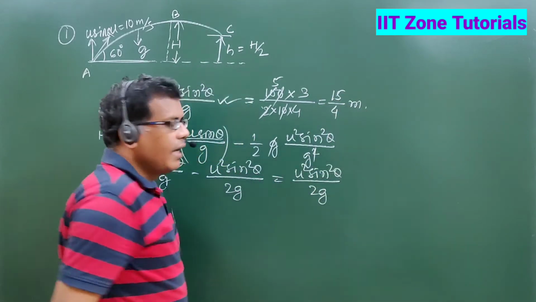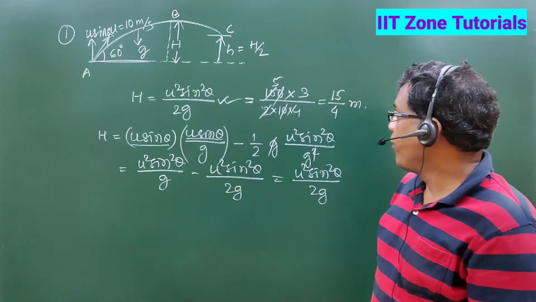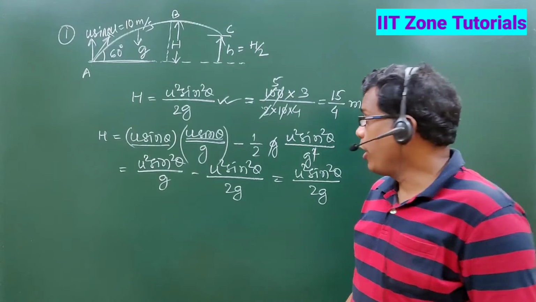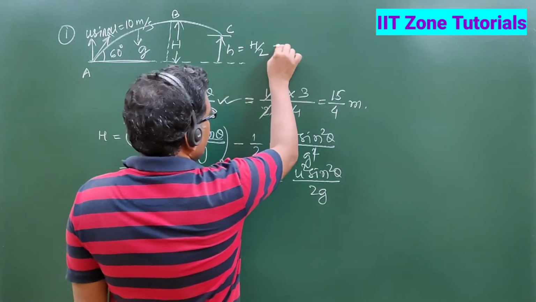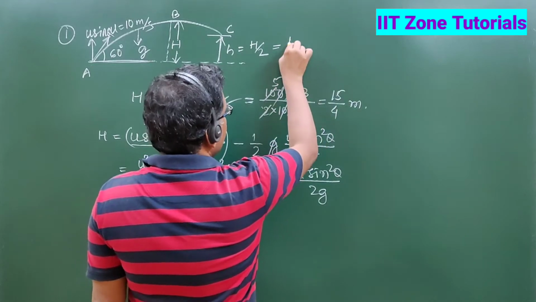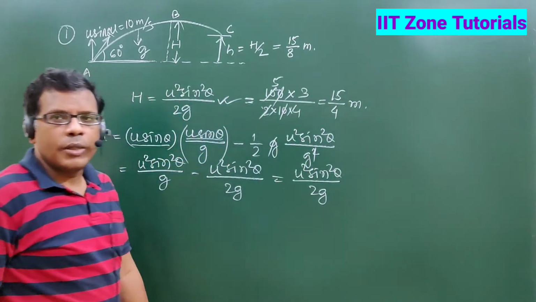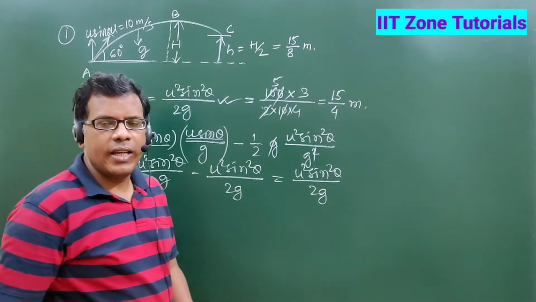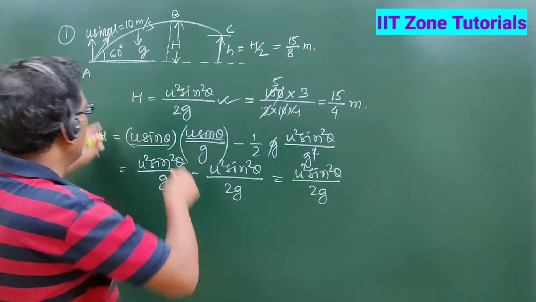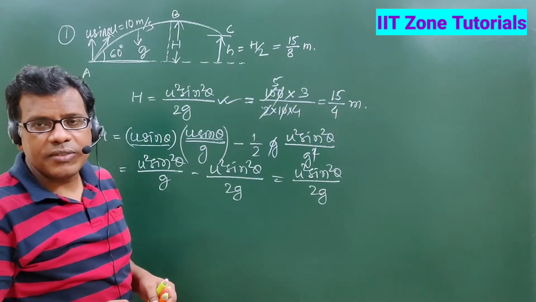So maximum height according to the given value, we are getting it how much? It is 15 by 4 meter. So if maximum height is 15 by 4 meters, as per the question this is half of this, so it will be 15 by 8 meter. So that means the time of flight of a projectile has to be discussed from the point A to the point C, where vertical separation is 15 by 8.